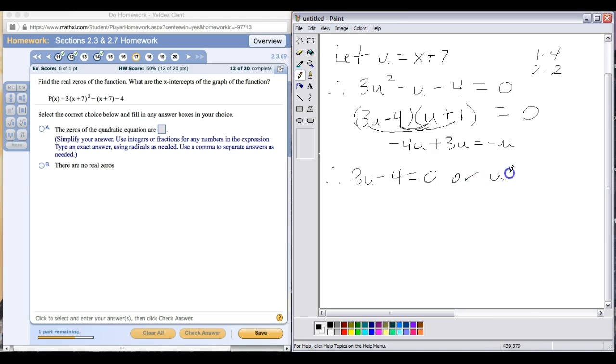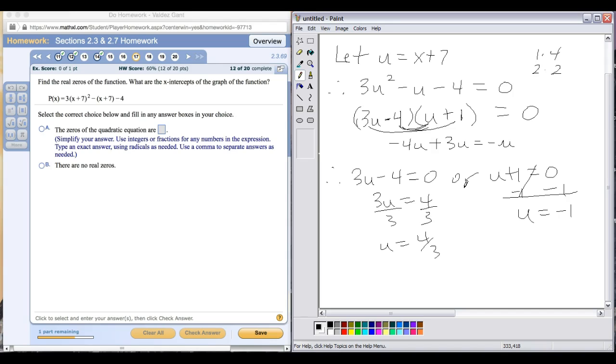So from that, I go ahead and I say now 3u minus 4 is equal to 0, or u plus 1 is equal to 0. And so I'll go ahead and solve for u now. So I add 4 to both sides, and then divide by 3. My u is 4/3. Or if I subtract 1 from both sides, my u ends up being negative 1. So I have the answers of u being 4/3 or u being negative 1.